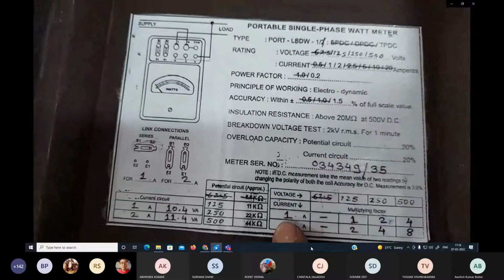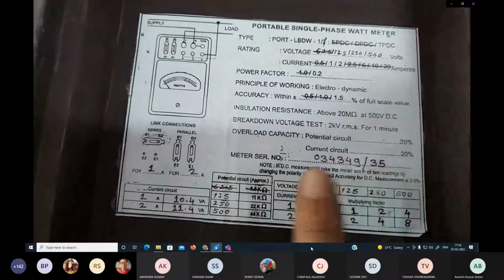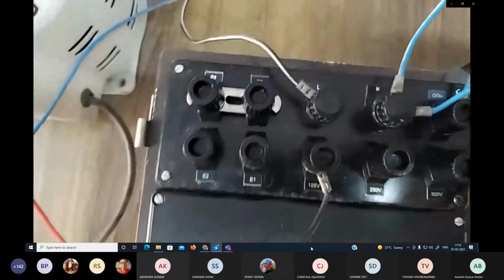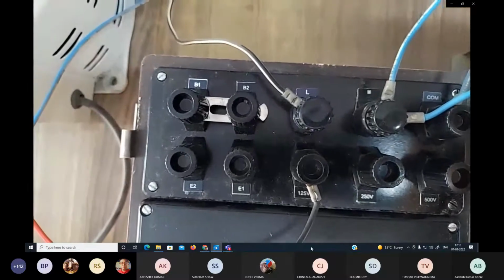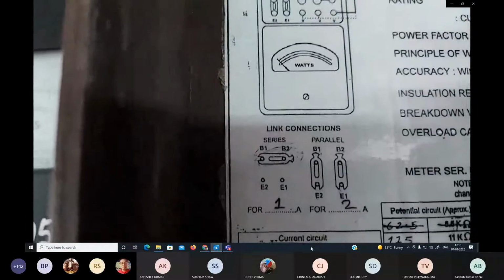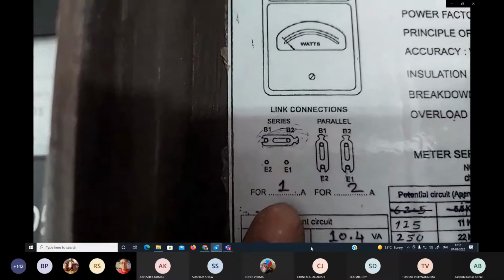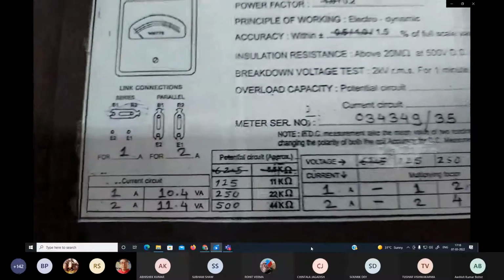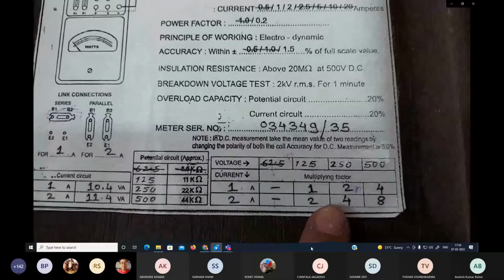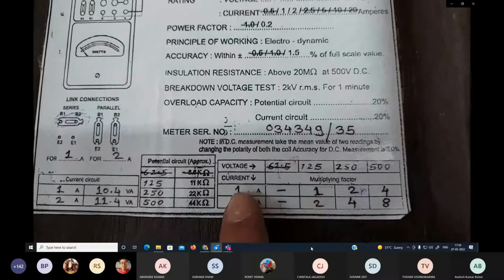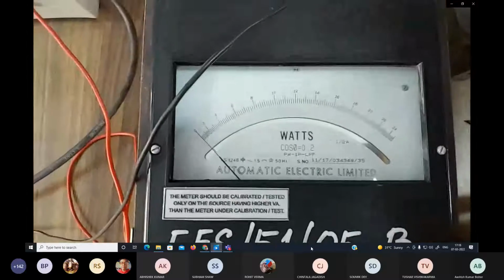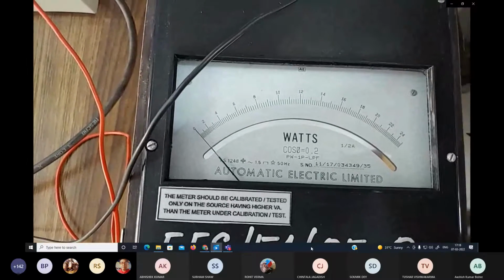The current we are operating, it means B1 B2. From where will we get that connection? Here you see B1 B2 is connected, as I just showed you, through the strip. So if B1 B2 is connected, then the current range is how much? 1 ampere. And we have connected at which terminal? 125. So you see 125 for the multiplying factor here. If 125 and 1 ampere, the multiplying factor is how much? 1. So whatever it measures will be your true reading.